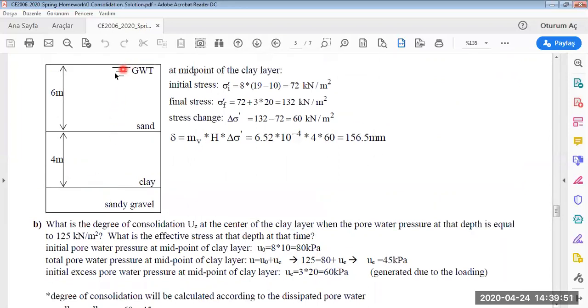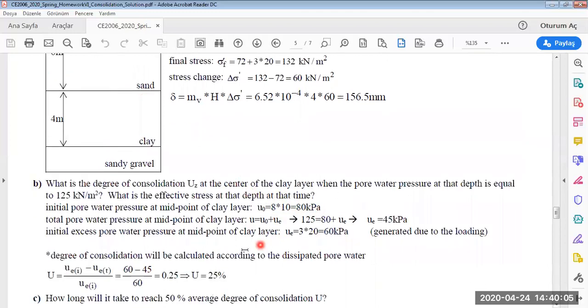Here is the groundwater table. At the midpoint of the clay layer, 2 meter plus 6 meter, it is 8 meter. 8 meter times unit weight of the water, it is 80 kilopascal, and total pore water pressure at the midpoint of the clay layer. Here, the small u is used to express the pore water pressure. This is the initial pore water pressure. This is the excess pore water pressure.